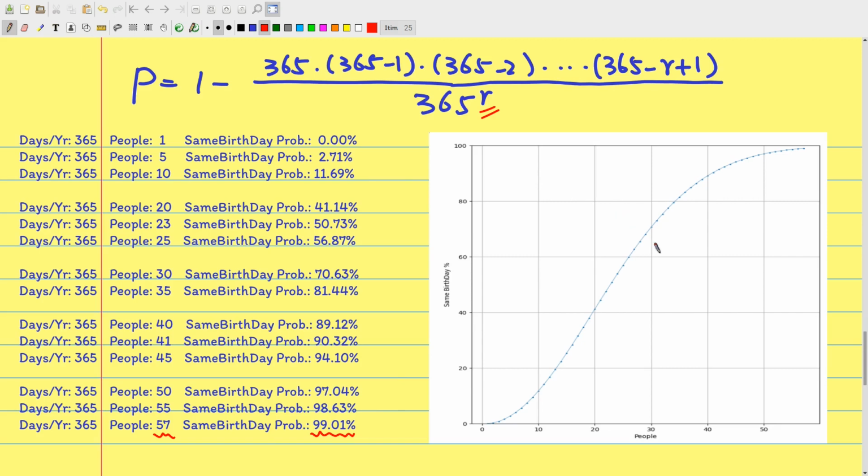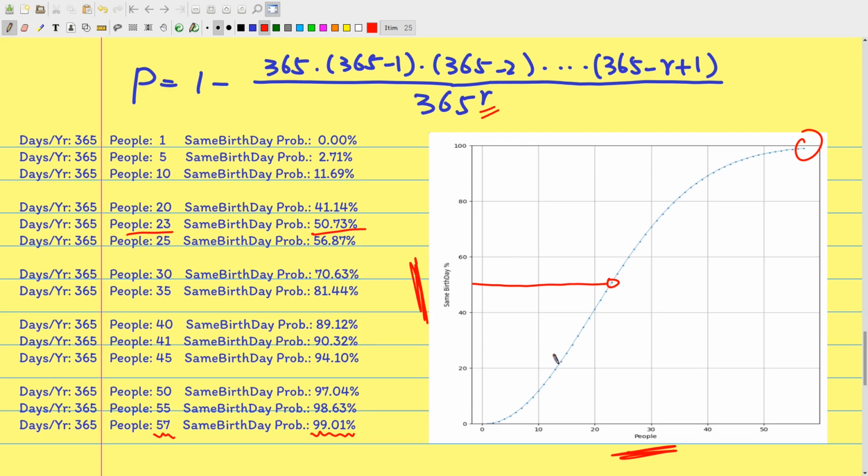So we plotted the probability on the right side. Here is the number of people, and the vertical axis is the probability. So we can see that 57 is here. Where is 50%? 50% is here, 23 is here. As long as you have more than 23 people, you get more than 50%.